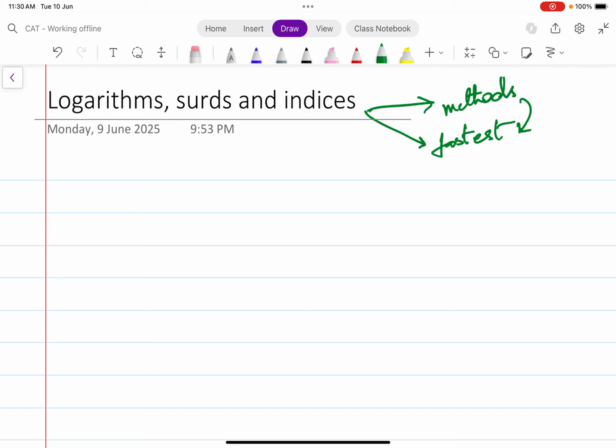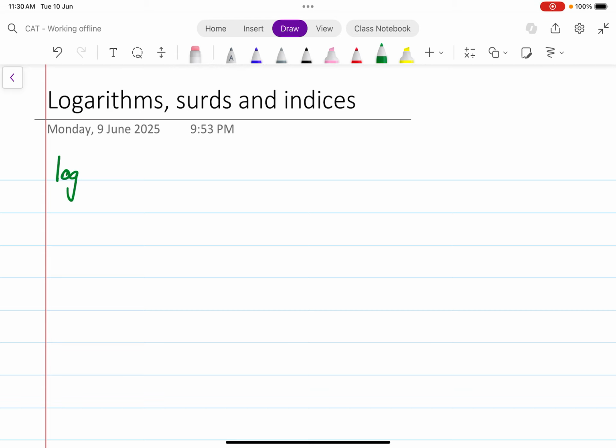We'll be seeing a couple of models from previous CAT papers, of course, and we'll solve them in different methods, and then you can be the decision maker as to which is the best method that suits you and your pace, right? Now, before we get into the problems, I'll just give you a quick recap of what these topics hold for us, and I'm sure most of you are familiar with these terms, if not all the formulas. But for the sake of everyone, let's just do it from the beginning.